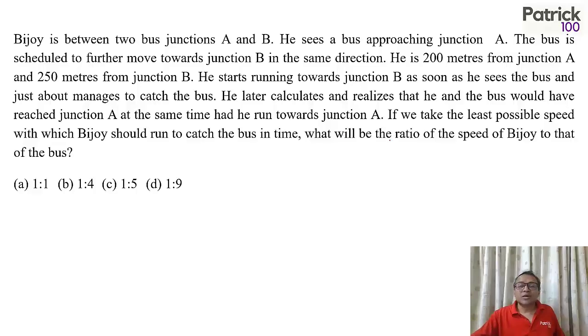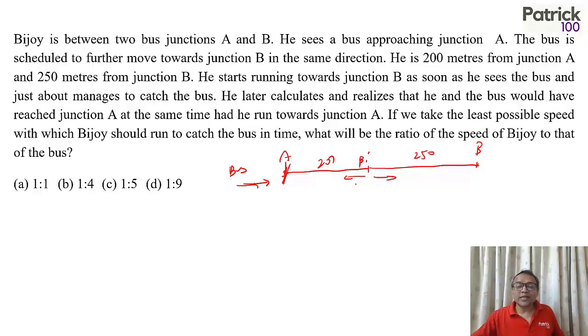So two junctions. So if you look at from A to where Bijoy is, 200. From where Bijoy is to where B is, 250. So when Bijoy runs towards A, the bus will reach towards A. That means when bus reaches A, Bijoy can travel 200 meters. If Bijoy is going the other direction, when bus reaches A, Bijoy is at 200 meters from the point.